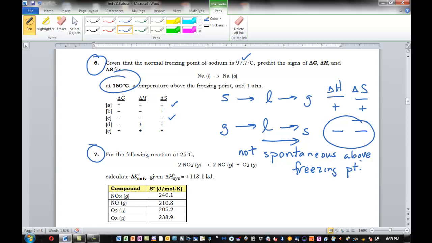Now, if I change this temperature to 50 Celsius, not 150, but 50 Celsius, now we would be below the freezing point. That liquid would freeze. But in this case, it's not spontaneous. The correct choice is A for this version of the exam. So not spontaneous, delta G is positive.